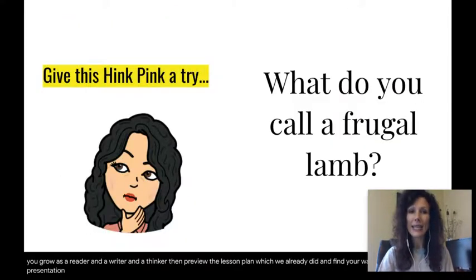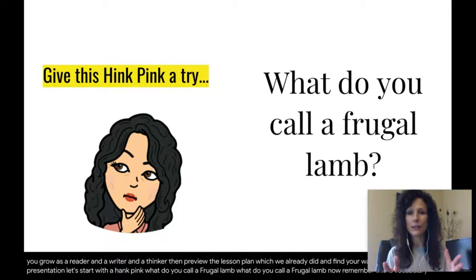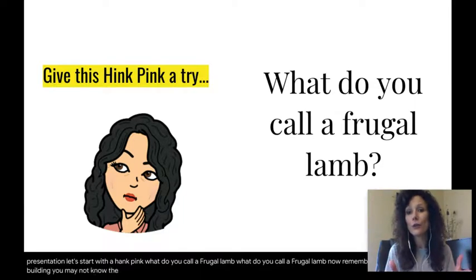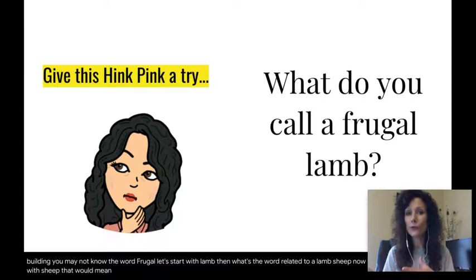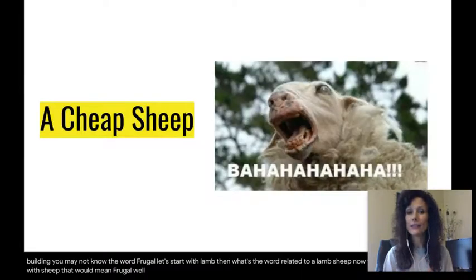Let's start with a hink pink. What do you call a frugal lamb? Now, remember, this is vocabulary building. You may not know the word frugal. Let's start with lamb then. What's a word related to a lamb? Sheep. Now, what is a word that rhymes with sheep that would mean frugal? Well, frugal means cheap. So a cheap sheep.